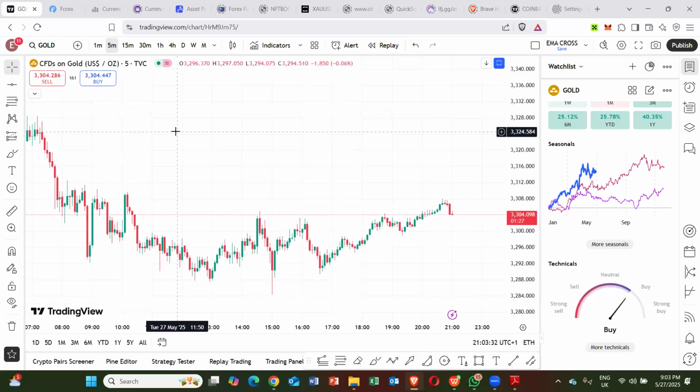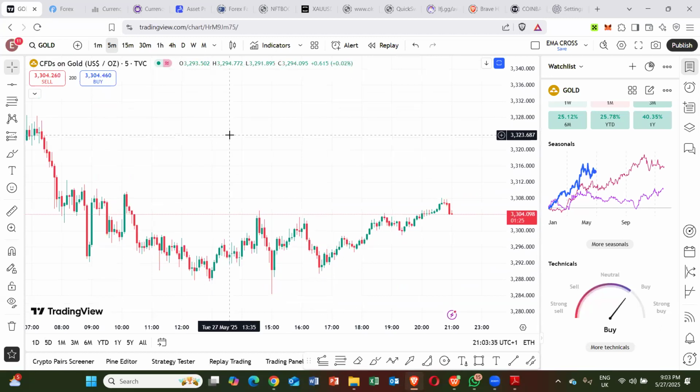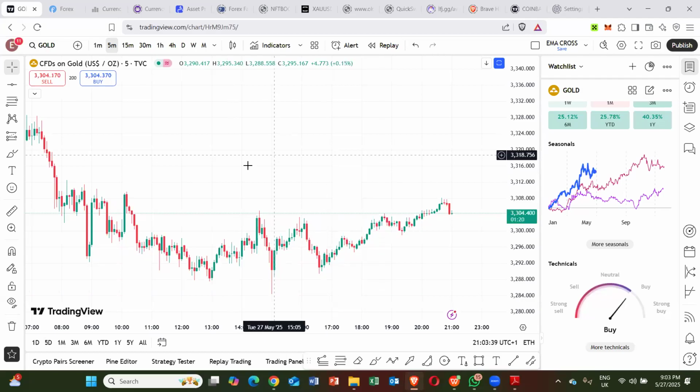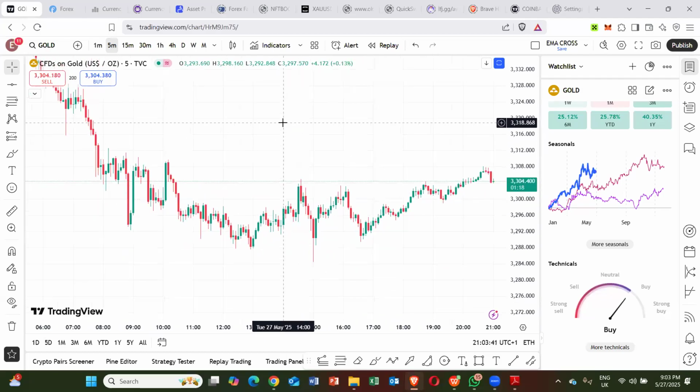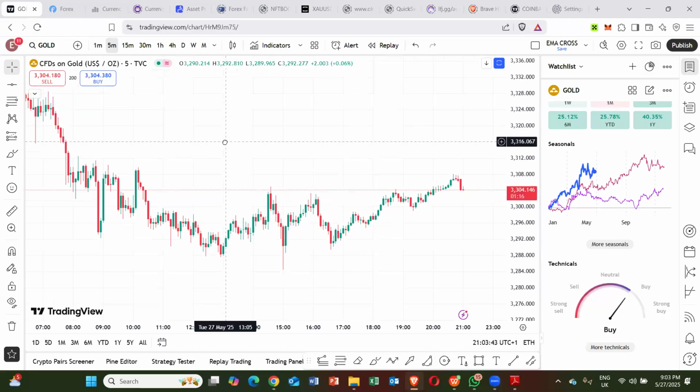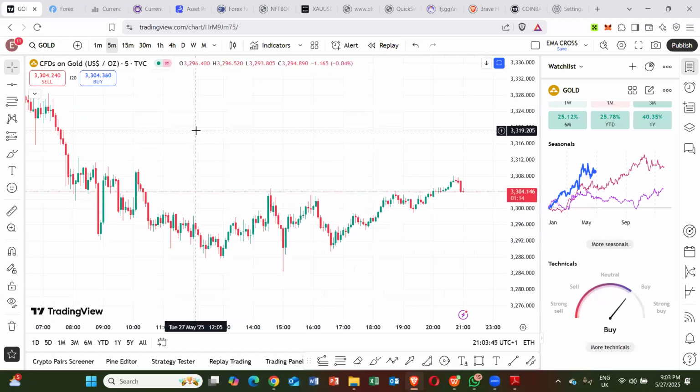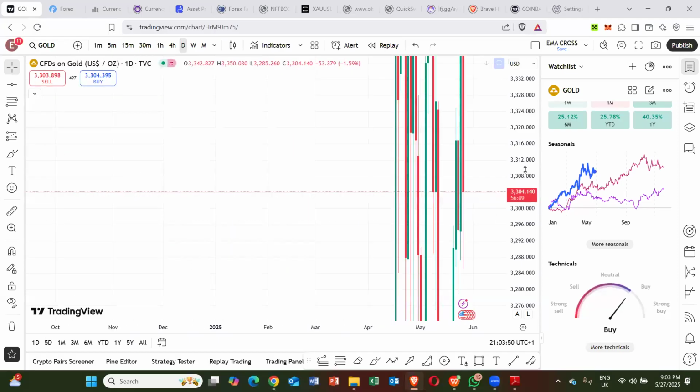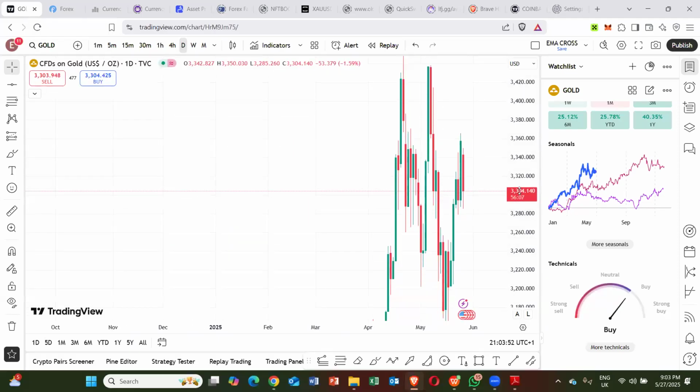All right, so this is a naked chart. Now this is a chart. Now I want to trade gold. I want to analyze gold. This is the level where the market is right now. Okay, so first of all, I want to go to daily. What has this market been doing all day?